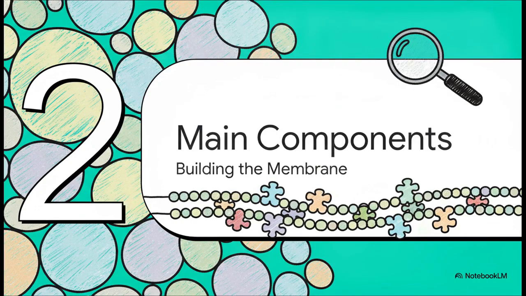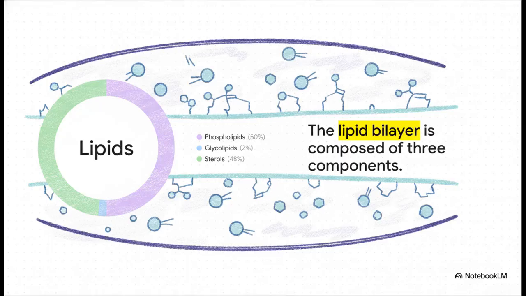Moving right along to part 2, the main components of the membrane. So, we know it's a security wall. But if we zoom in microscopically, what is it actually built out of? Well, fundamentally, the plasma membrane is a lipid bilayer. That means it's made of 2 layers of fats. But, as you probably know, not all lipids are the same. The vast majority, right around 50%, are phospholipids. A tiny little fraction, just roughly 2%, are glycolipids. And filling in the rest of the gaps, making up nearly 48%, are sterols, particularly cholesterol.